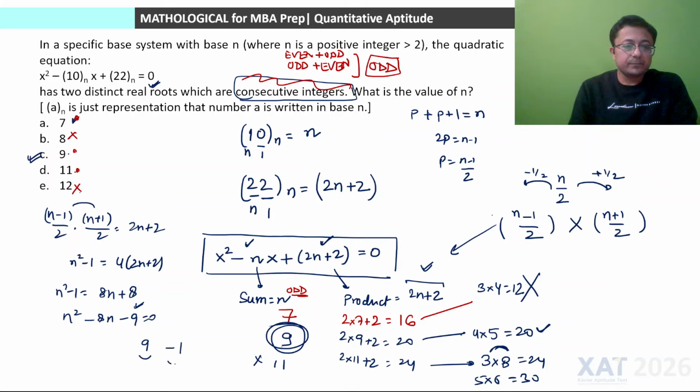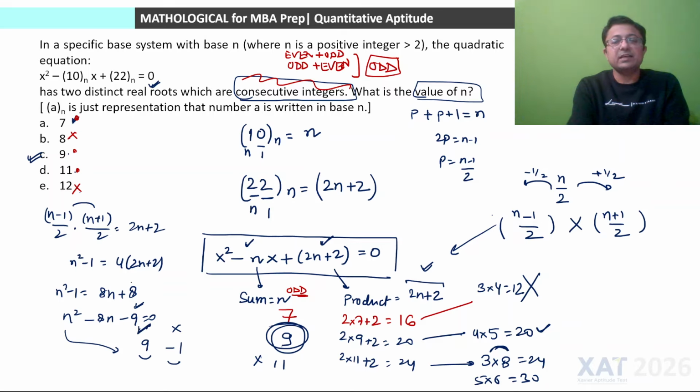9 and minus 1. Now since n has to be a base value, base system में हमारा n क्या है? बेस है, तो कैनॉट बी नेगेटिव. तो n मस्ट बी इक्वल टू 9. तो क्लियरली हमारा ऑप्शन C 9 विल बी द आंसर. इज दैट क्लियर? ठीक है, आगे बढ़ते हैं, अगला क्वेश्चन देखते हैं.